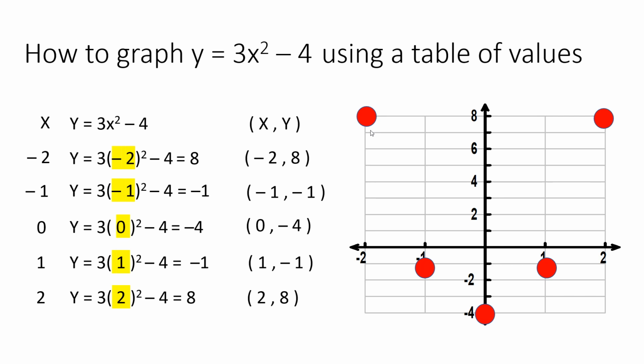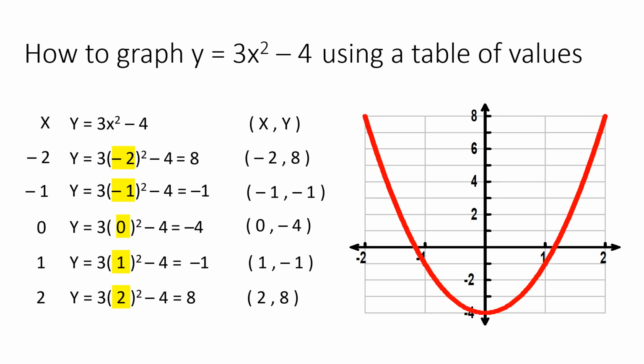For step 3, we are going to draw a smooth curve that joins all of these points together. If you do it correctly, it should look something like this. And that is how you graph y equals 3x squared minus 4 using a table of values.